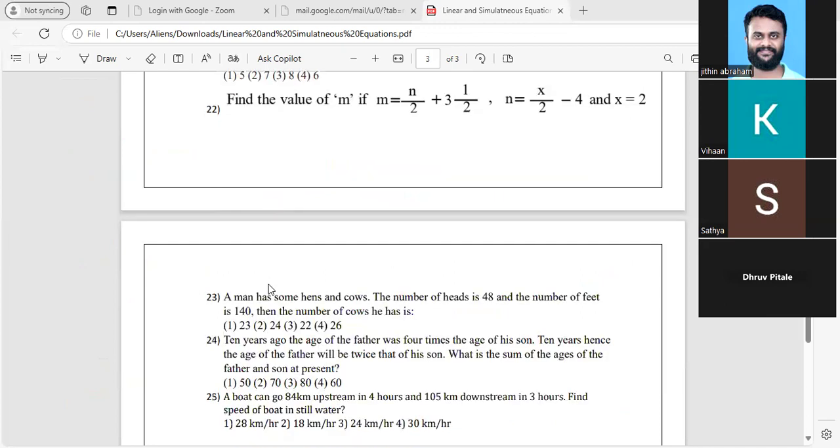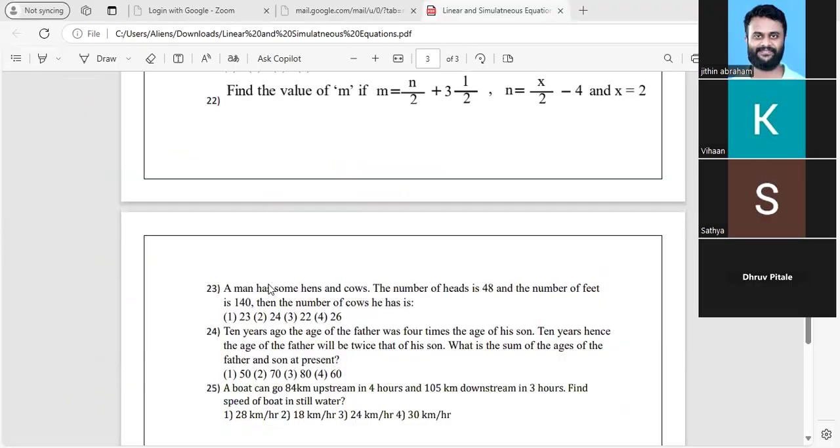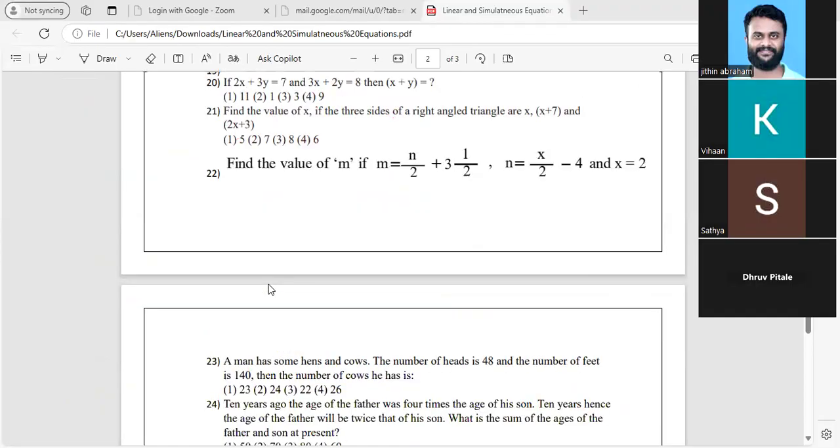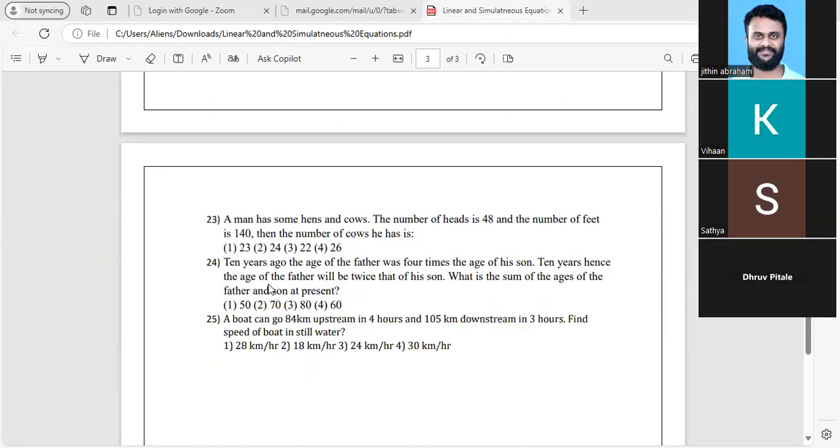Okay, so the 21st we are done with. Now we'll be going for the 22nd. By the way, the 21st answer was option 1. Yeah. We'll be going for the 22nd.